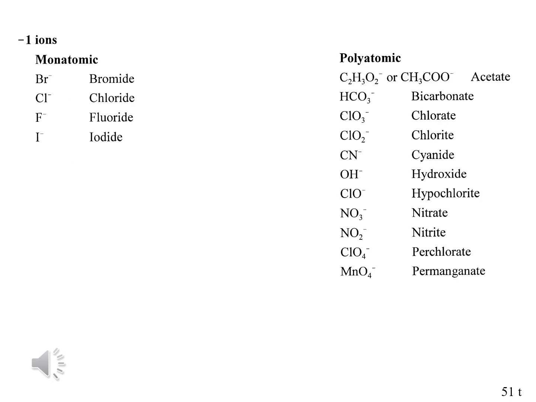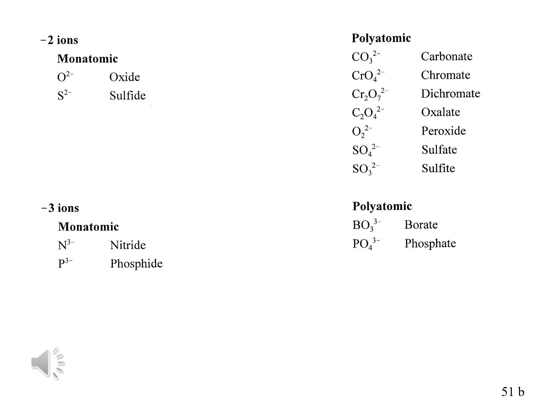The negative ions that you are supposed to know are, first of all, monatomic ions. Those are the ones on the left of this chart. The polyatomic ions are the ones that have more than one atom, and the group has a charge. If you look, these usually end in either ITE or ATE, and I'm going to explain that when we talk about naming. This table lists -2 and -3 ions, and on the right again are the polyatomic ions that have those charges.